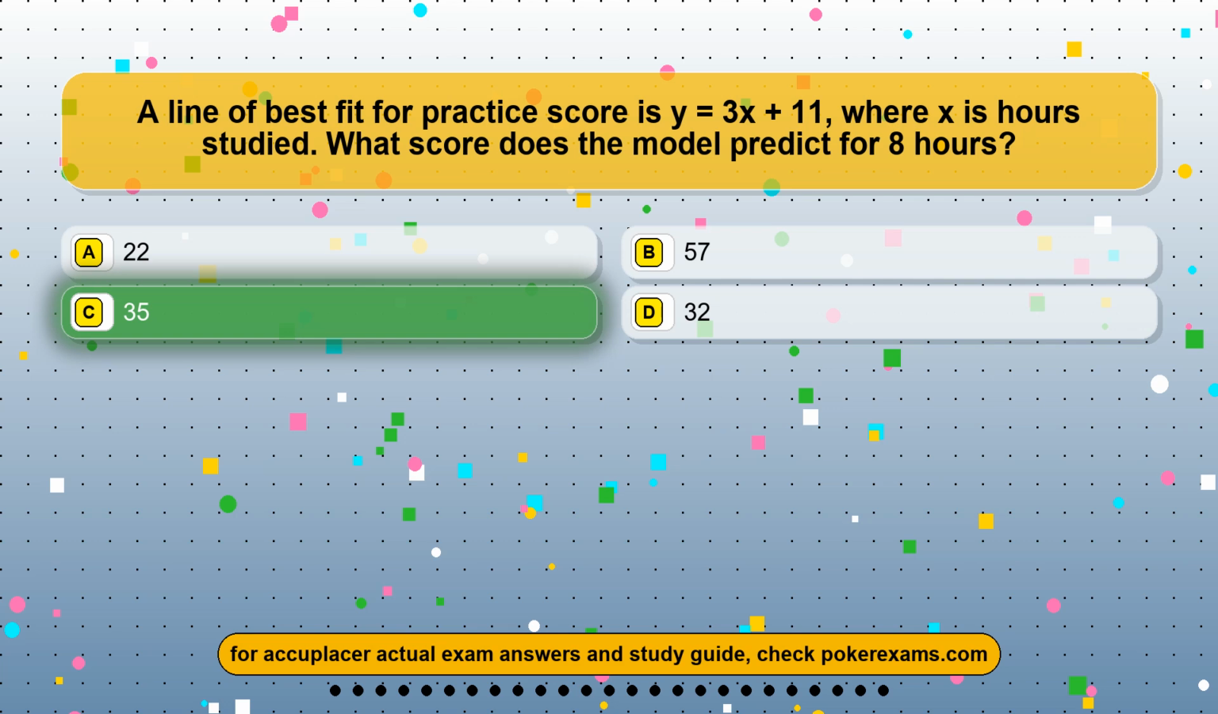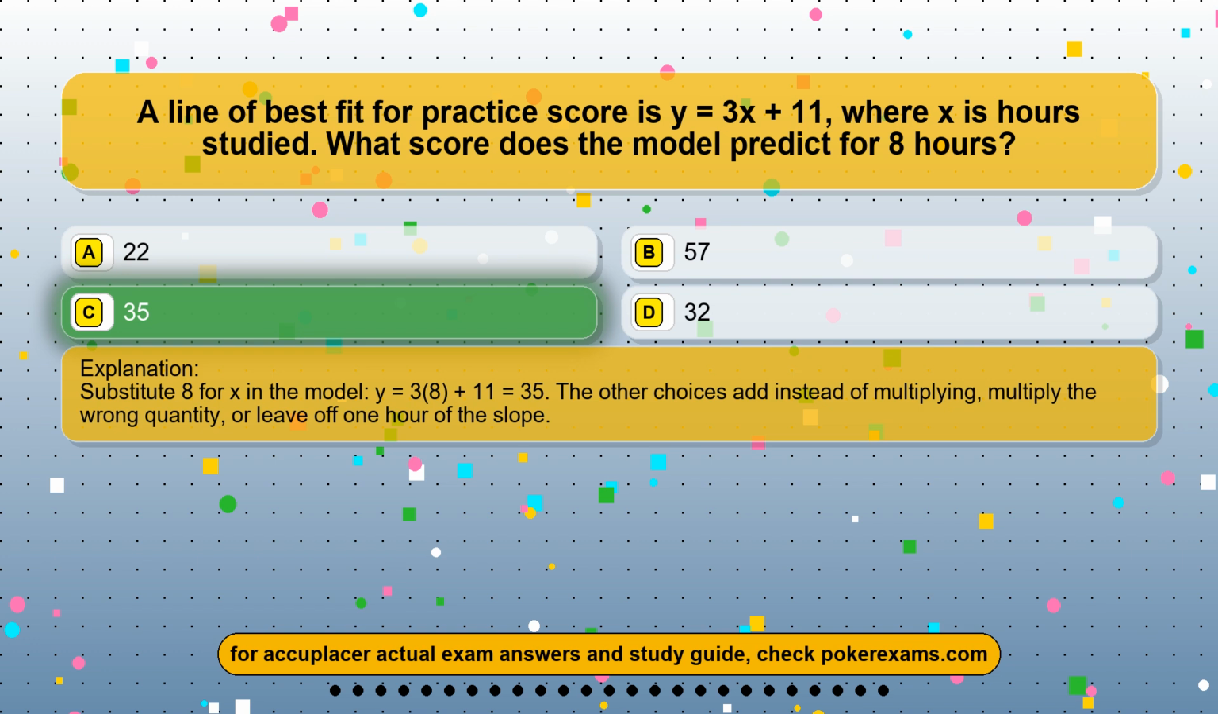The correct answer is option C, 35. Substitute 8 for x in the model, y equals 3(8) plus 11 equals 35. The other choices add instead of multiplying, multiply the wrong quantity, or leave off 1 hour of the slope.